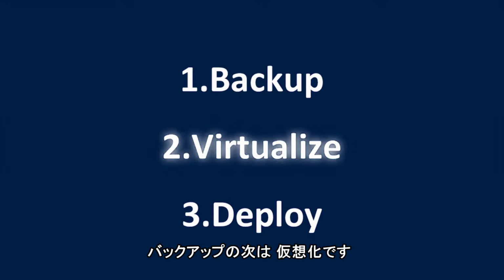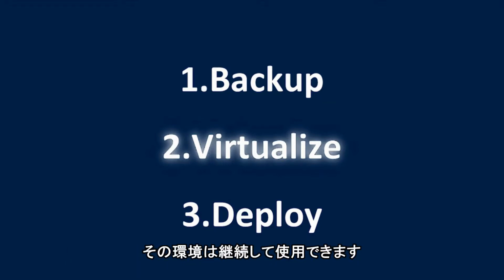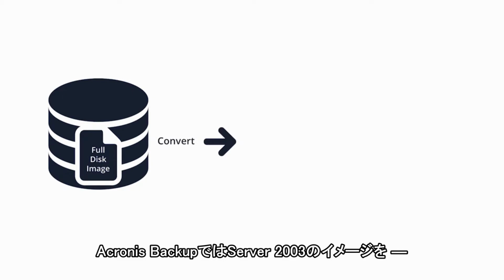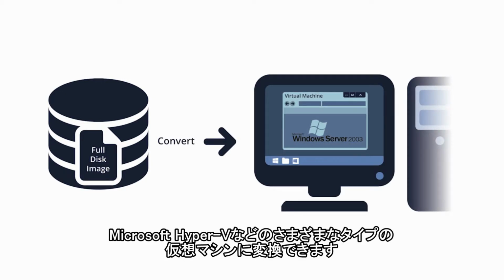It's time to virtualize. After your migration, the server that held Windows Server 2003 may be gone, but the Server 2003 environment can live on. Acronis Backup lets you convert the Server 2003 image to many types of virtual machines, including Microsoft Hyper-V.